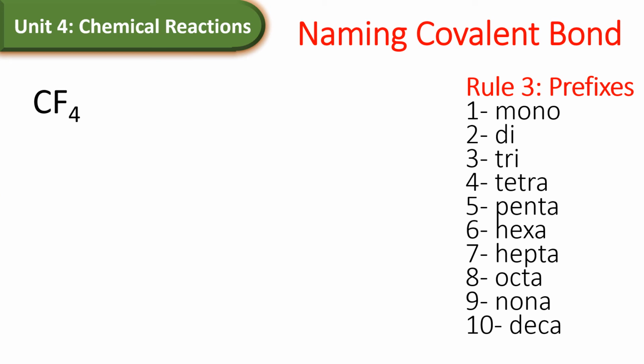Okay, this time you pause the video and think of the correct answer. Once you're done, you can click the video again. Okay, let's check your answers. So, rule number 1, start with the element name. So C, what is C? C is your carbon. Second element is F, your fluorine. Okay, very good. So again, fluorine becomes fluoride.